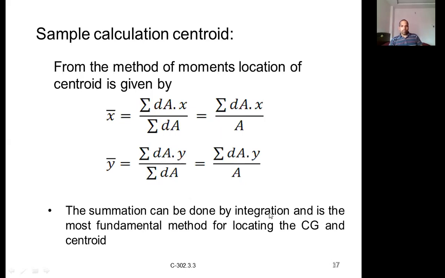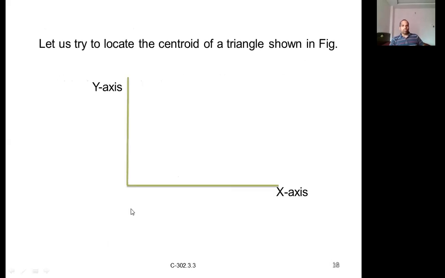Next, the summation can be done by integration, and this is the most fundamental method of locating the centroid and CG. This is called the first principle. From the first principle, you have to find it out by dividing into elemental strips and integrating or summing. Summation adds all the areas times the x bars of all the elemental strips, which is nothing but applying integration. So I do the integration and find x bar and y bar. Now let us see how to calculate the centroid for a triangle. These are the reference axes, the x y axes, and this is the x axis.